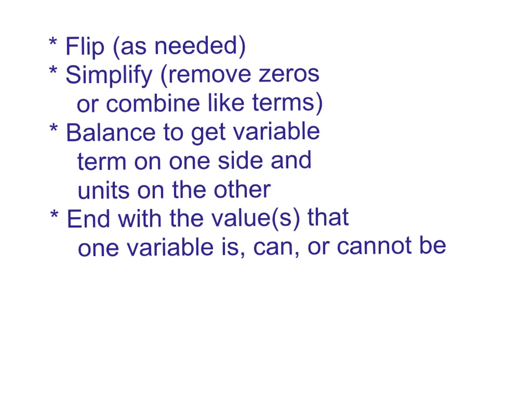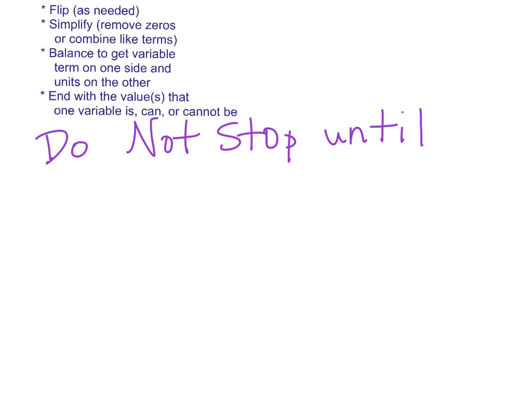And then the next step would be to simplify the left side, simplify the right side. That would be through a series of removing zeros or combining like terms. They really mean the same thing. And then once the left and the right side are simplified, balance with the goal to get the variable term on one side, and all of the units on the other side. Be sure that you end with the value or values that the variable is, can, or cannot be.